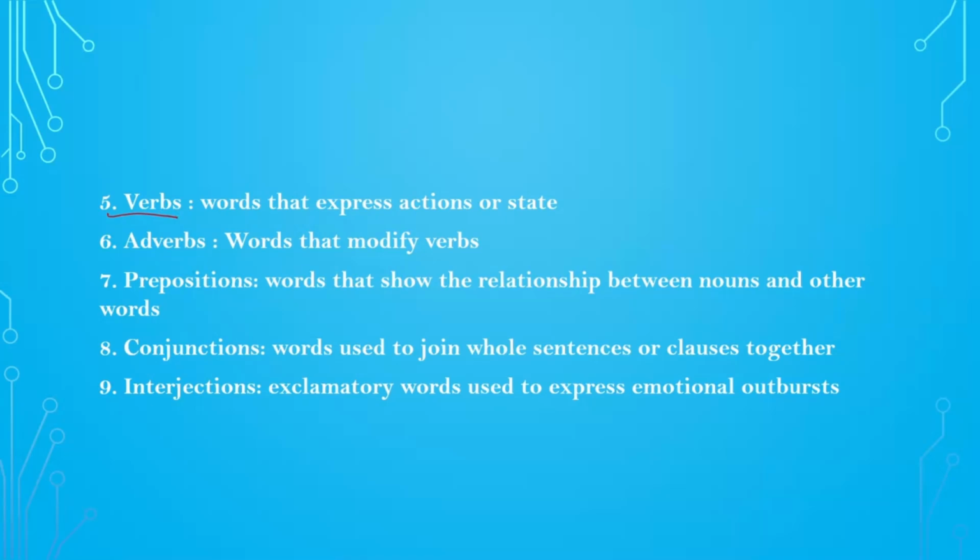What are verbs? Verbs are words that express actions or a state. So a verb could express either an action or a state. Now we have to look at a situation in which a verb has expressed a state, another situation in which a verb has expressed an action.